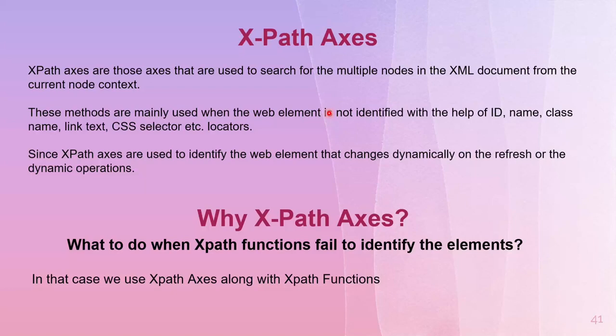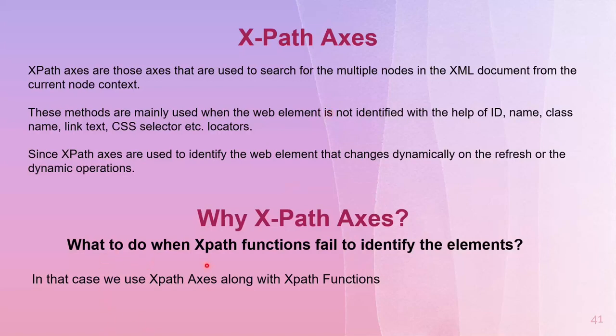Now why are we using the Xpath Axes if we have locators like the ID, name, class, link text, and all these locators are there? Still we are using the Xpath Axes. Why? See, in the previous tutorial I explained about some of the Xpath functions, right? That is the contains method, the text method and the starts-with method. So even after using those Xpath functions, we cannot identify the element. That is when we can use the Xpath Axes.